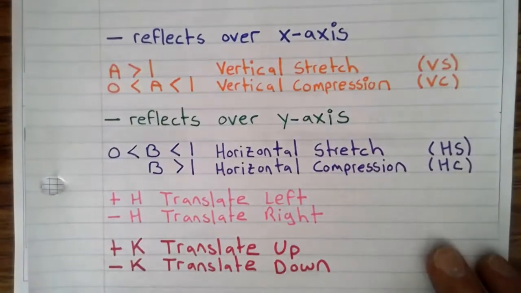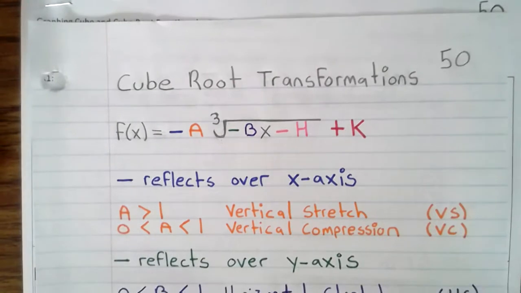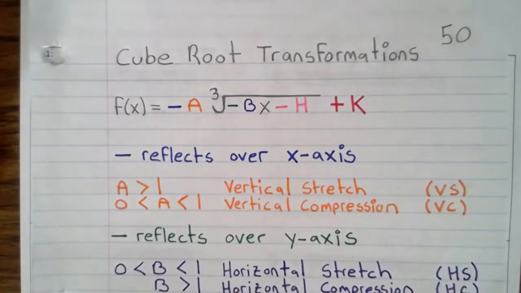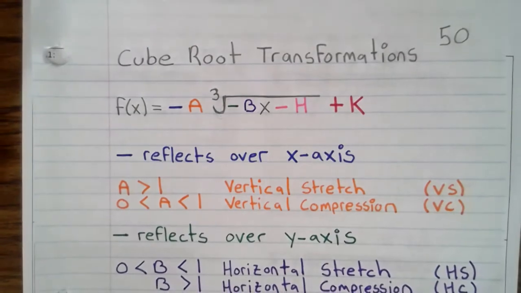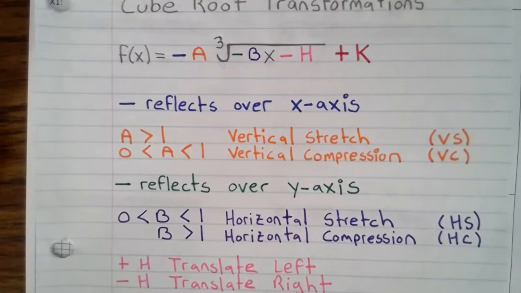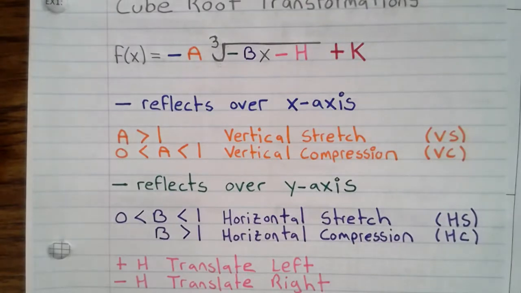All right, now let's take a look at cube root transformations on page 50. f(x) = -a times the cube root of (-bx - h) + k. The negative in front of the a reflects over the x-axis. When a is greater than 1, it's a vertical stretch. When a is greater than 0 but less than 1, it's a vertical compression. When there's a negative in front of the b inside the cube root, it reflects over the y-axis.